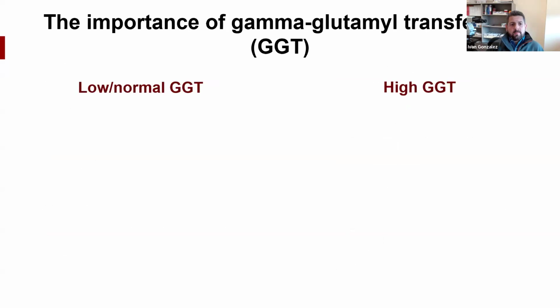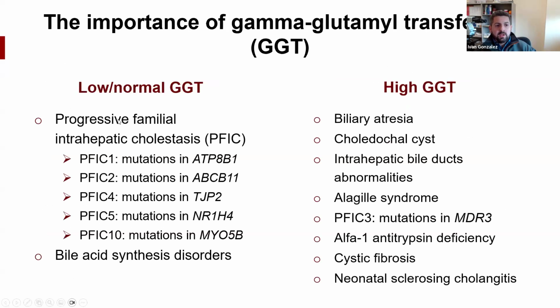So for the importance of the GGT, we can divide into low normal GGT and high GGT. Low normal will be progressive familial intrahepatic cholestasis, except type 3. Type 3 will be a high GGT. Other conditions will be bile acid synthesis disorders, also mitochondriopathies. So it's super useful when you're looking at a liver biopsy and you know the patient has a low GGT, because then your differentials start getting a little more narrow. Once you combine that with your histology, hopefully you're able to provide your clinicians with a limited differential diagnosis.